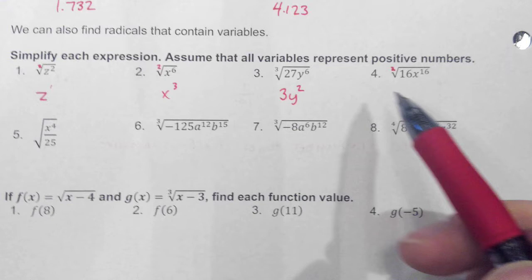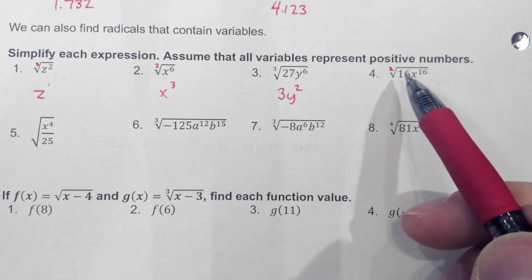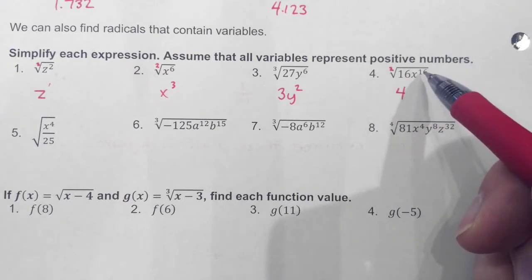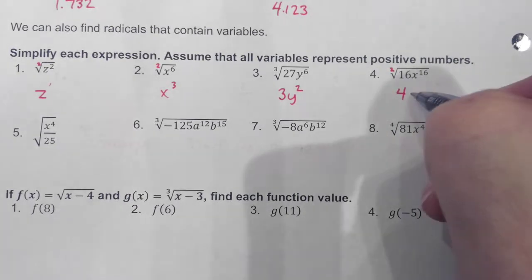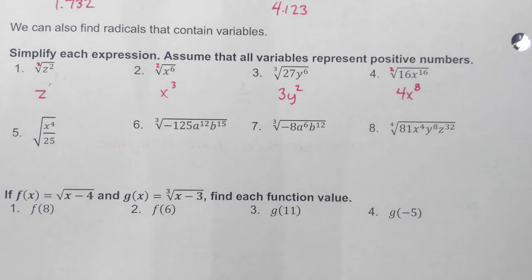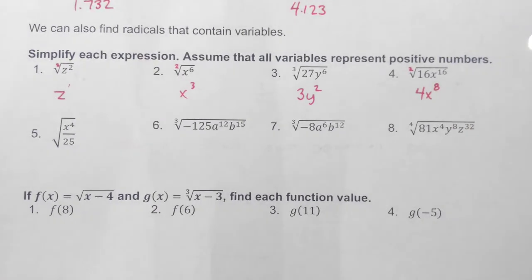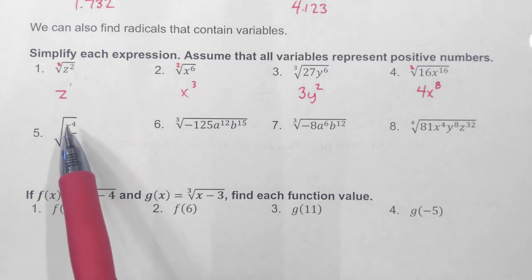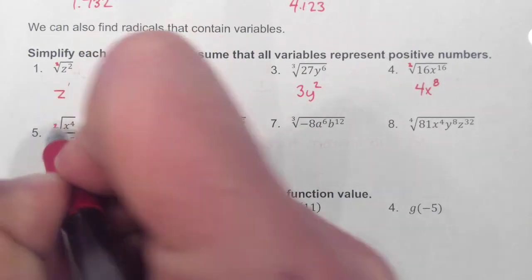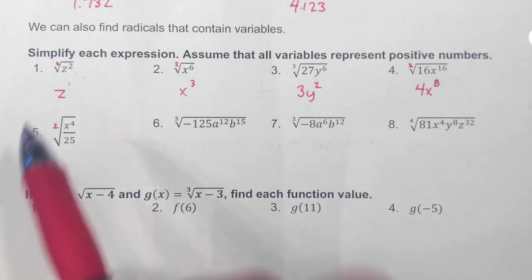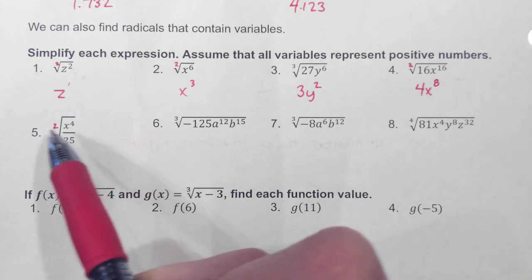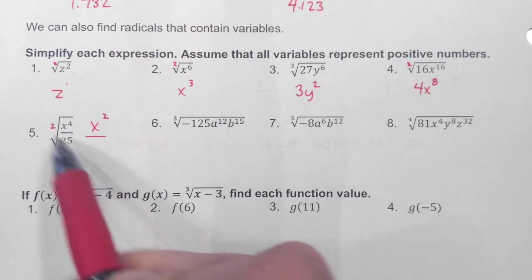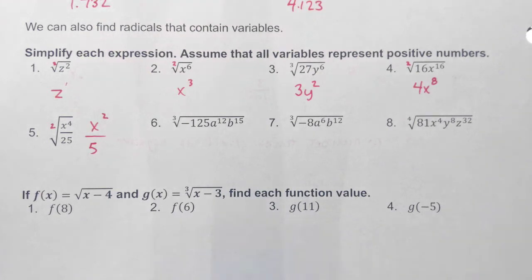Again, index of 2 for this one. What's the square root of 16? That's 4. And then take the exponent and divide it by the index. So 4x, 16 divided by 2 is 8. 4x to the 8th. With fractions like on number 5, it doesn't make it any more difficult. You just do it piece by piece. Again, this is a square root, so it's an understood index of 2. For variables, we take the exponents and divide by the index, so that's going to be x to the second. On bottom, the square root of 25, we all know, is 5.